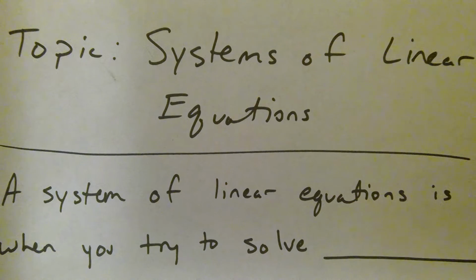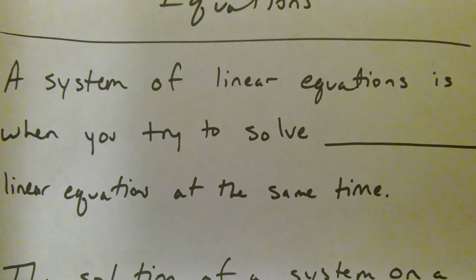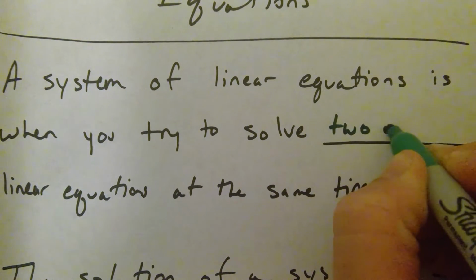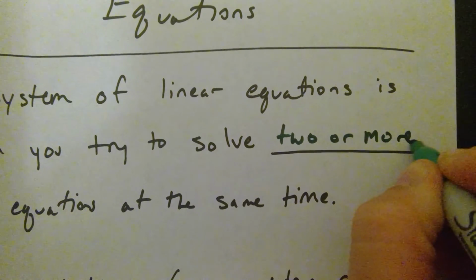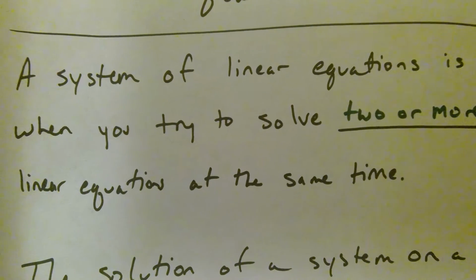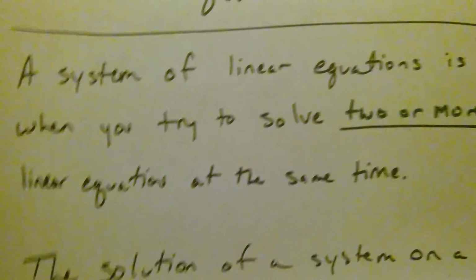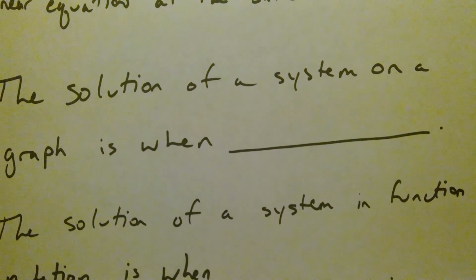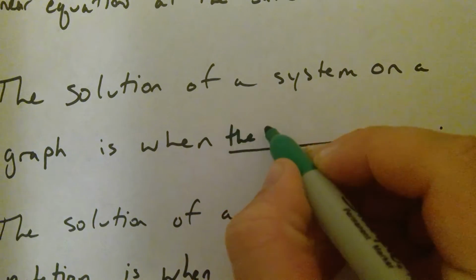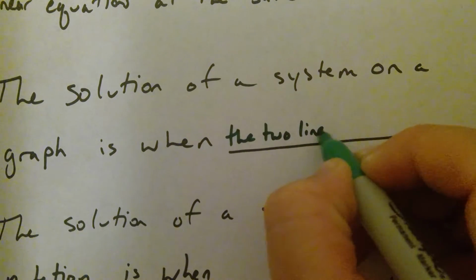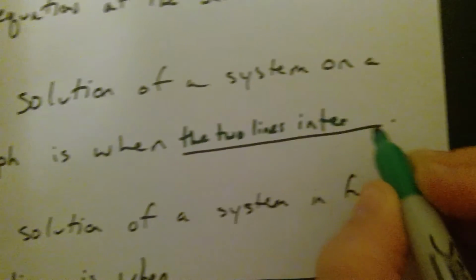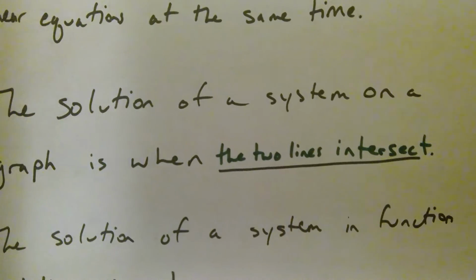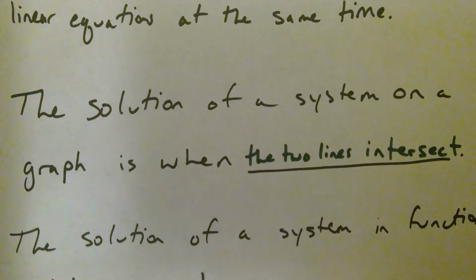The topic of this video is going to be systems of linear equations. A system of linear equations is when you try to solve two or more linear equations at the same time. We're going to study this by graphing, so we'll take a look at our definition of solving a system on a graph. That's going to be when the two lines intersect. Intersect means when the two lines cross each other. And we'll look at some pictures, some graphs of what that looks like.